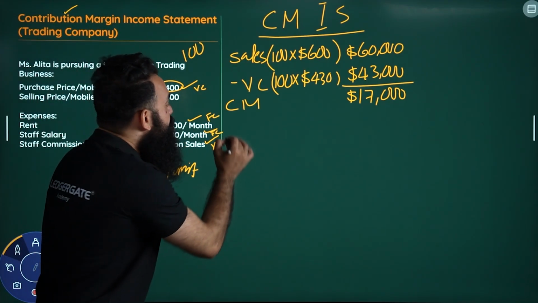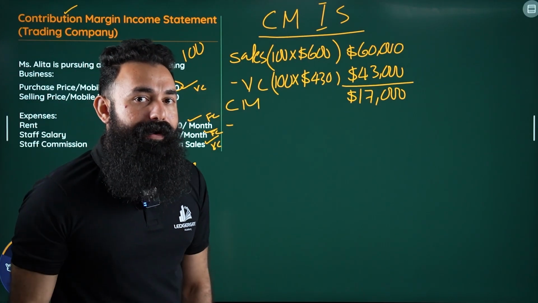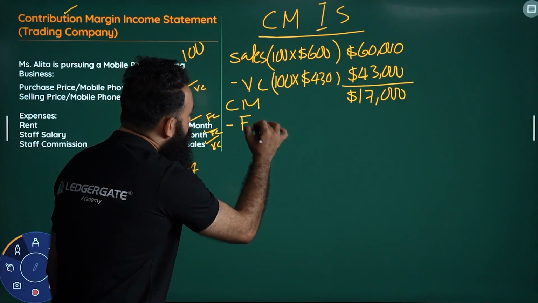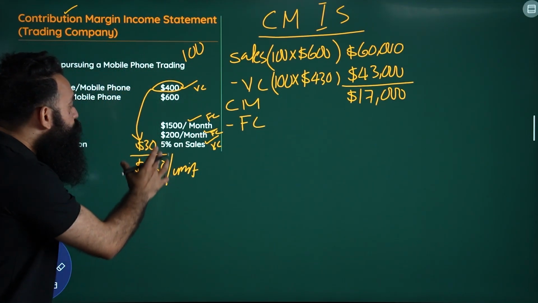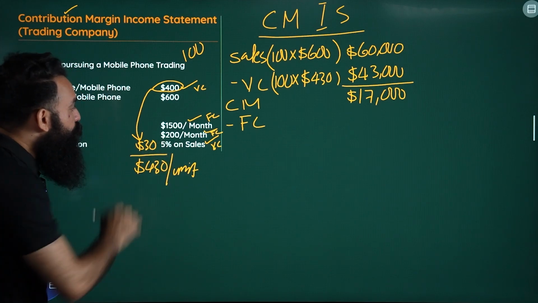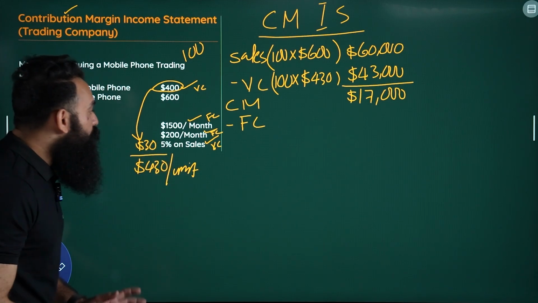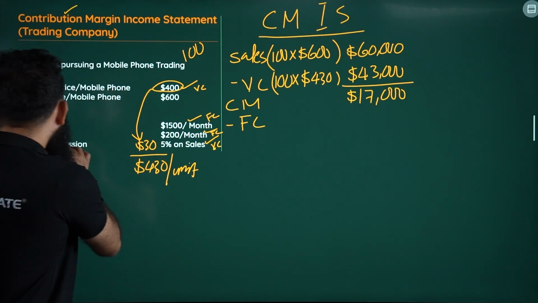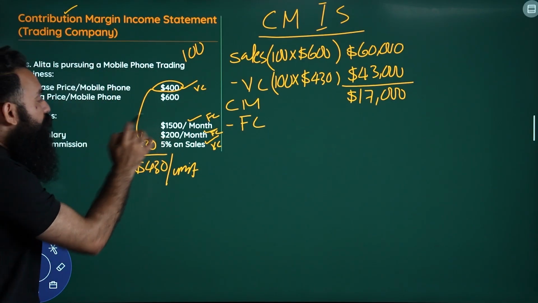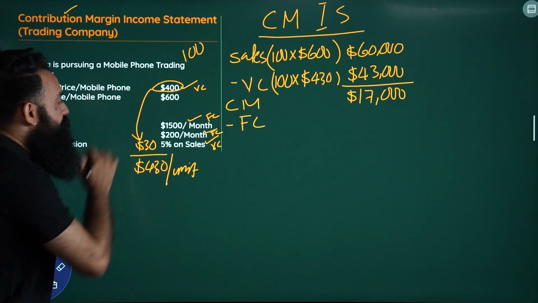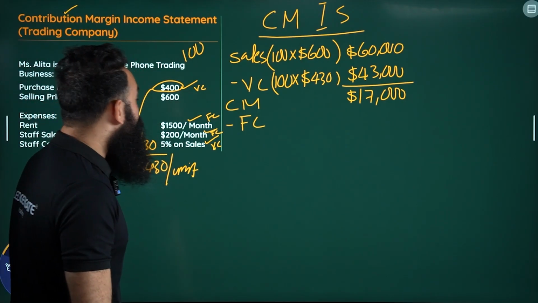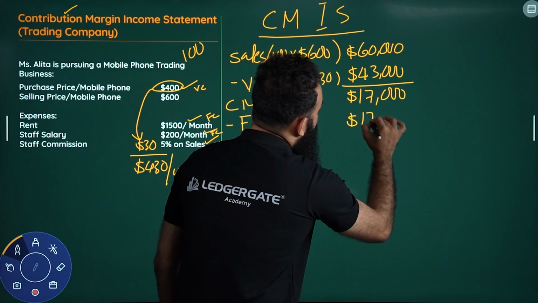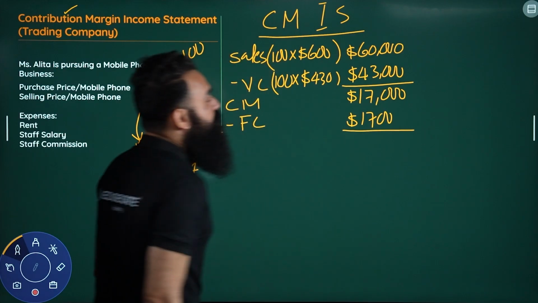So from this contribution margin, we are going to deduct one more cost category, that is fixed cost. What would be our fixed cost? From this scenario, we know that our fixed cost is $1,700. That consists of rent of $1,500 plus staff salary of $200. Altogether, what would be our fixed cost? $1,700. Here we will deduct this 1,700.